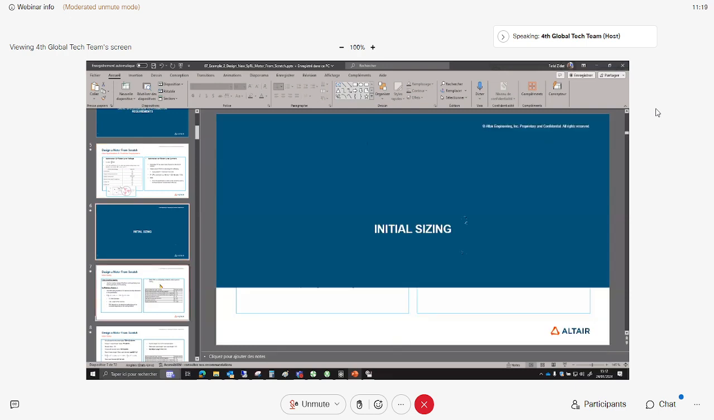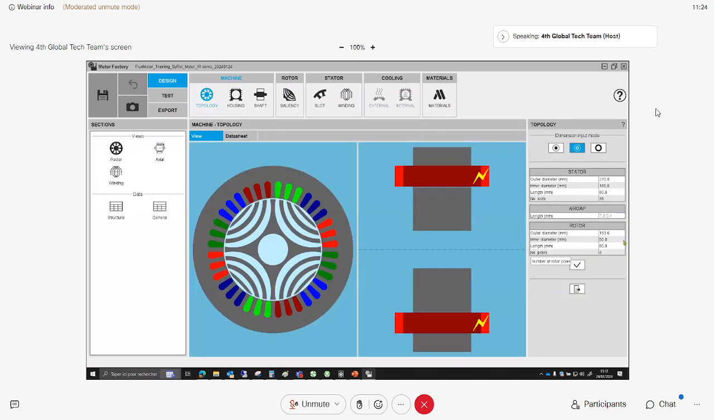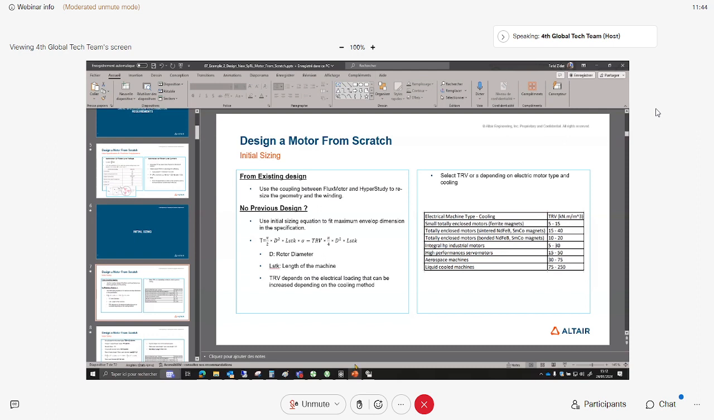Okay, so then for the initial sizing, for the topology, we need these inputs. First inputs to start with Flux Motor: outer diameter, inner diameter, the length, number of slots, the air gap, the rotor diameter as well, as well as the number of poles. So once again, if we have some existing motor close to the specification we have, it's better to start with this motor and resize it.